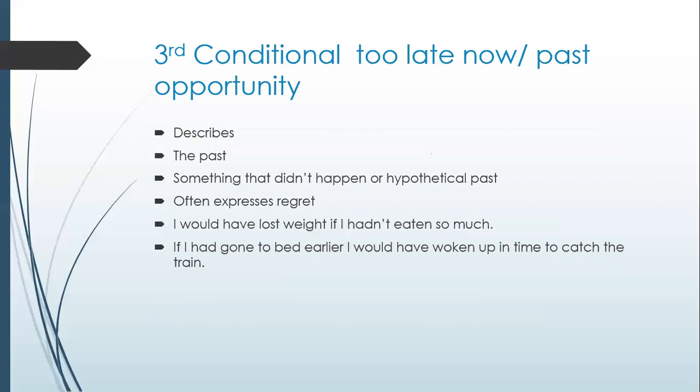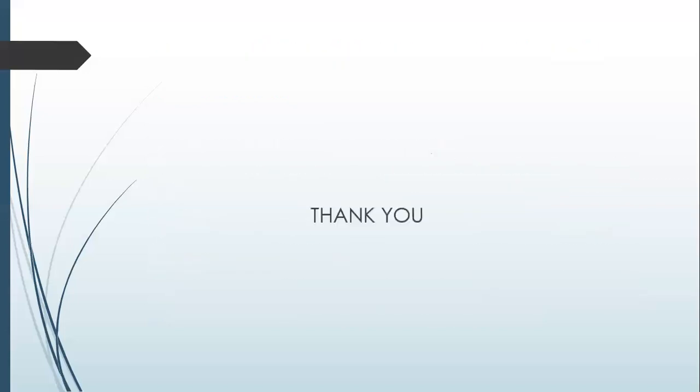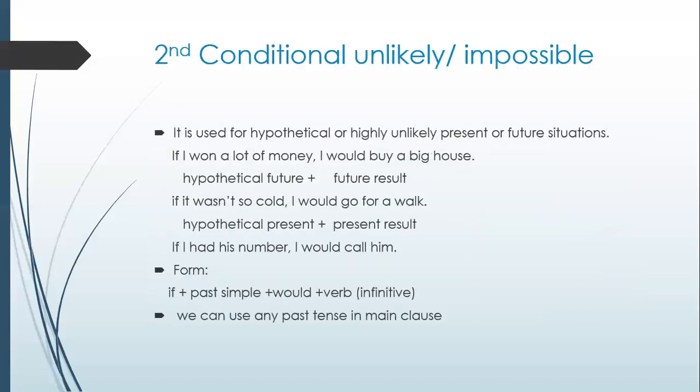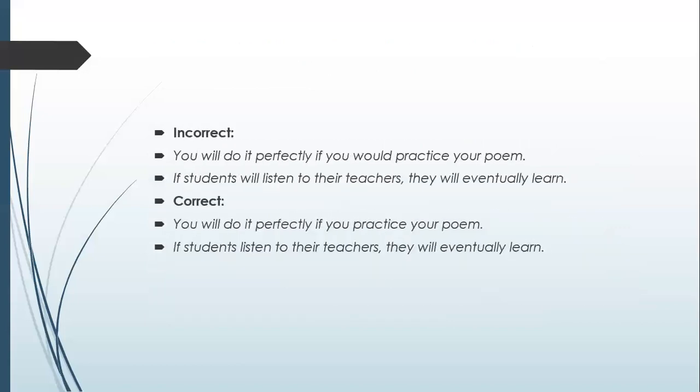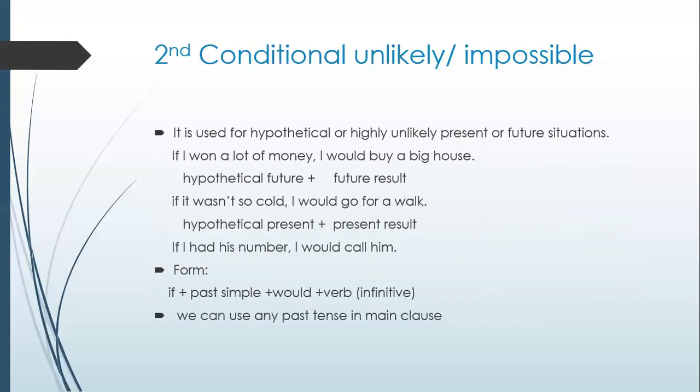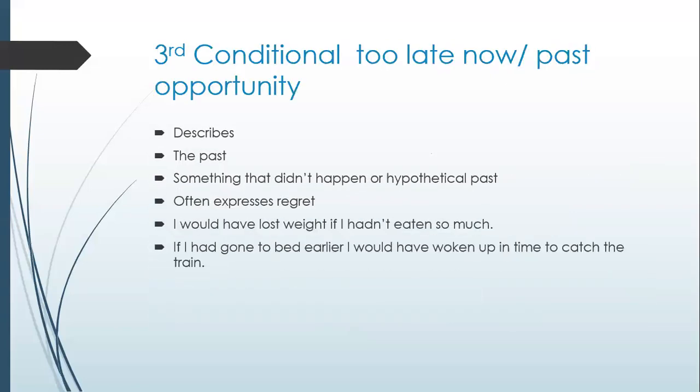So I hope you have understood the first conditional and second conditional sentences, and as you have learned, the second conditional sentence is about unlikely or impossible situations. It is used for unlikely or impossible situations and their results. Okay. Then moving on to the third condition, which describes the past or something that did not happen and that often expresses regret.